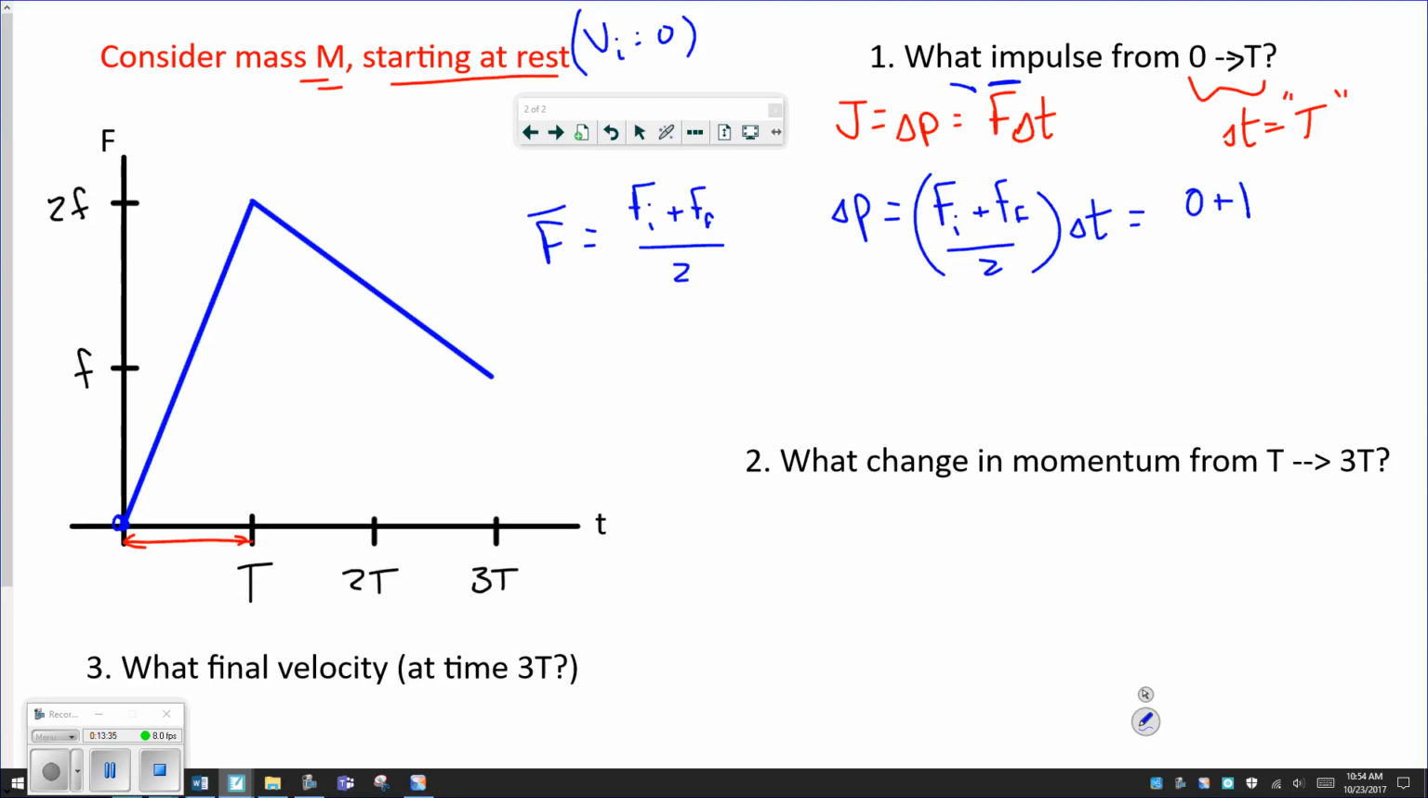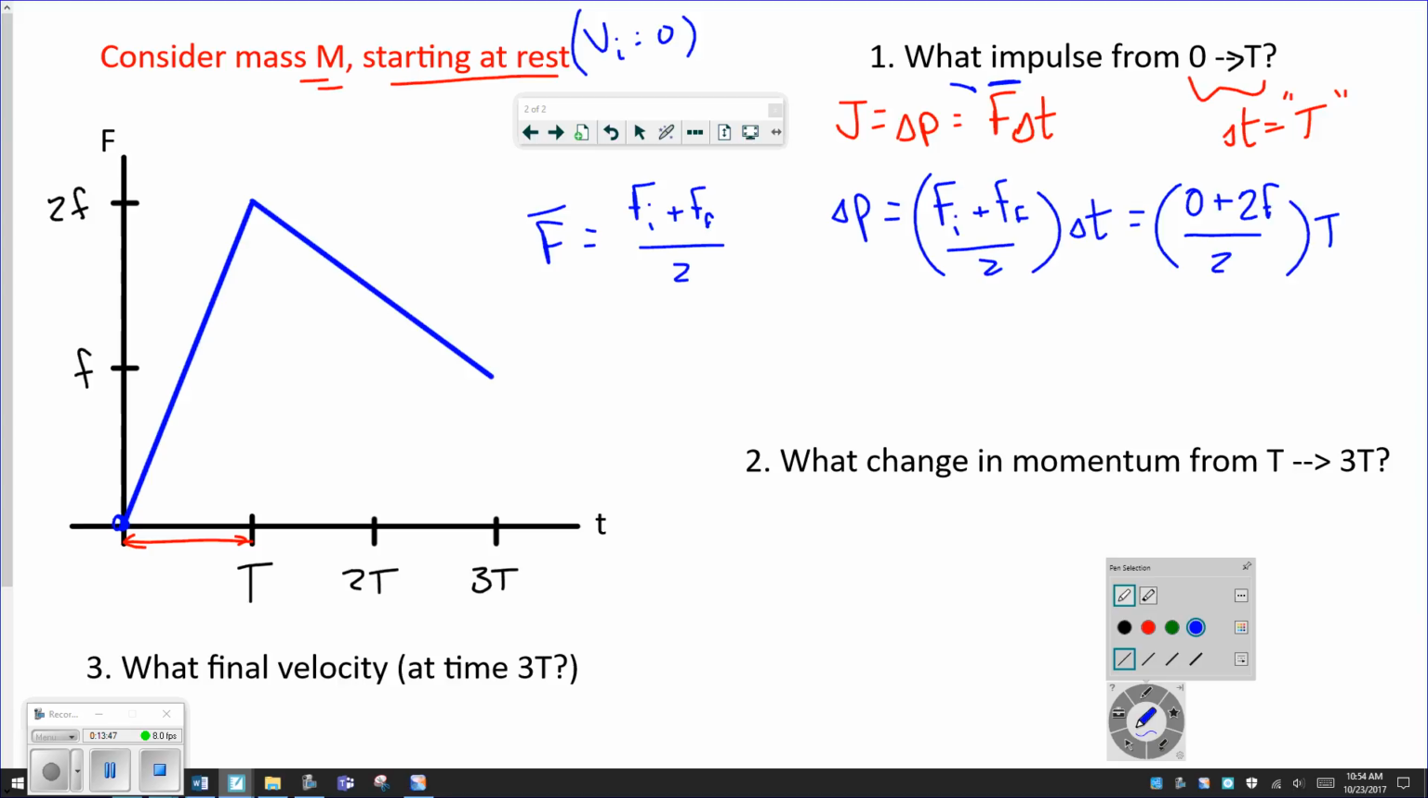0 plus 2F over 2 times capital T. So our delta P is F times T.